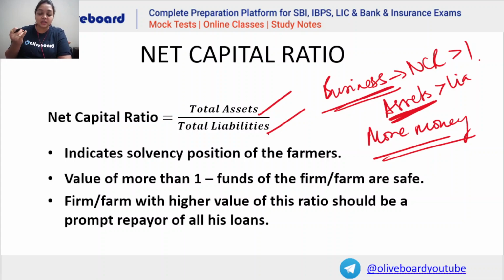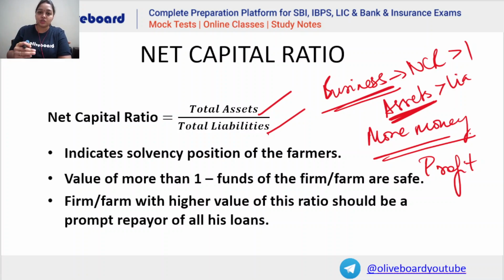Liabilities means your debt and other expenditures. Because my debt is less, my loans are less, my other expenditures are less, my assets are more. Assets means money I am getting from outside is more. That means profit will be more. So I can conclude that mine is a profit making business. But now I want to sell that business. If you want to sell a profit making business, you will get more money in return for it.